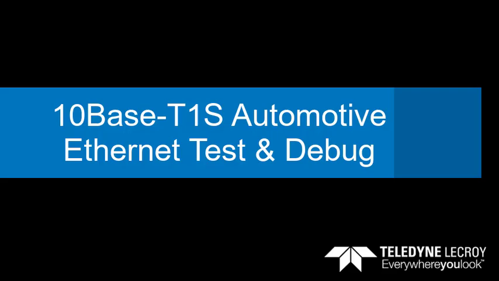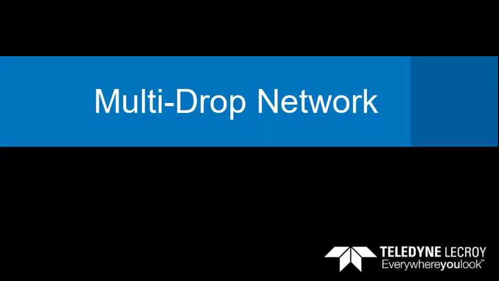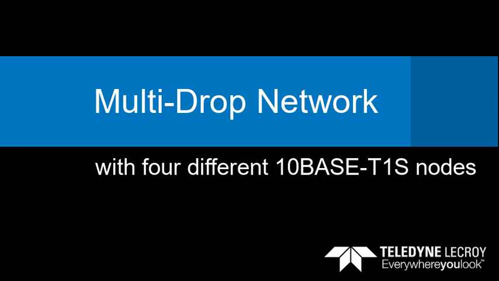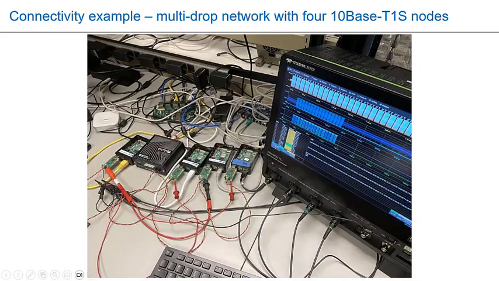Let's take a quick look at how Teledyne LeCroy can help you with your 10BASE-T1S signals and debug scenarios. This is an example of a multi-drop network with 4 10BASE-T1S nodes. This is what the probing setup looks like for the signals that are being acquired on the WavePro HD oscilloscope that we're using to collect the data.